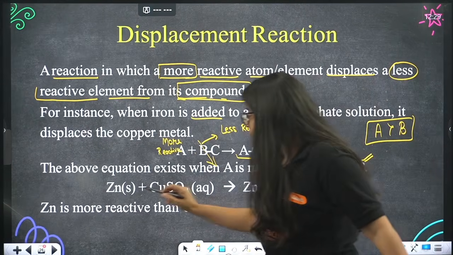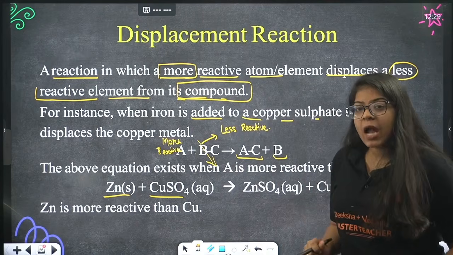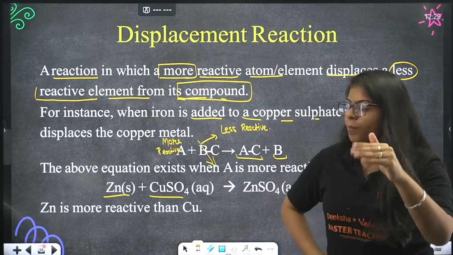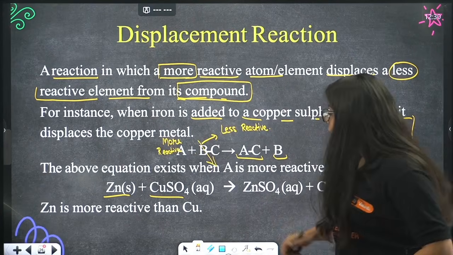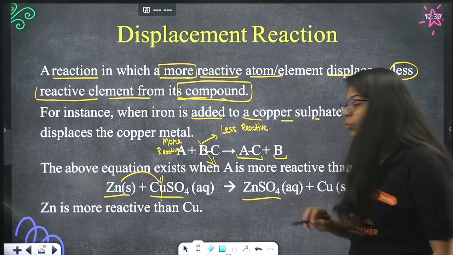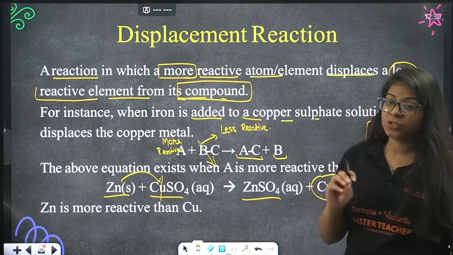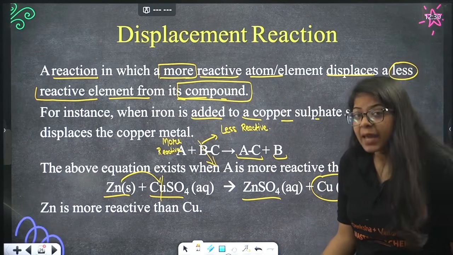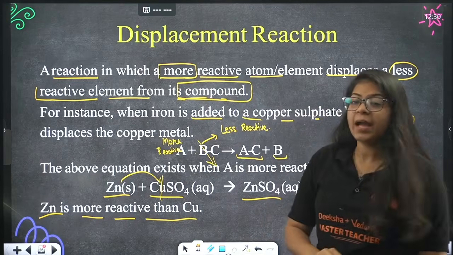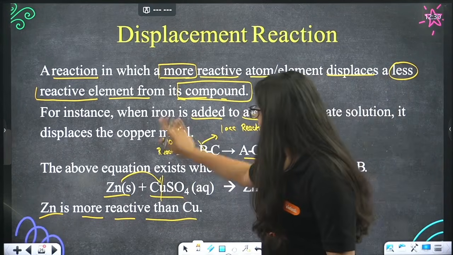So beta, Zn combines with CuSO4. Zn comes and sees CuSO4, wants to be with SO4. So it kicks copper out because it is more powerful. So it kicks the copper out of the compound and becomes the compound ZnSO4 plus copper. ZnSO4 plus copper. Why did it happen? Because Zn, beta, is more reactive than copper. Done? Zn is more reactive than copper.